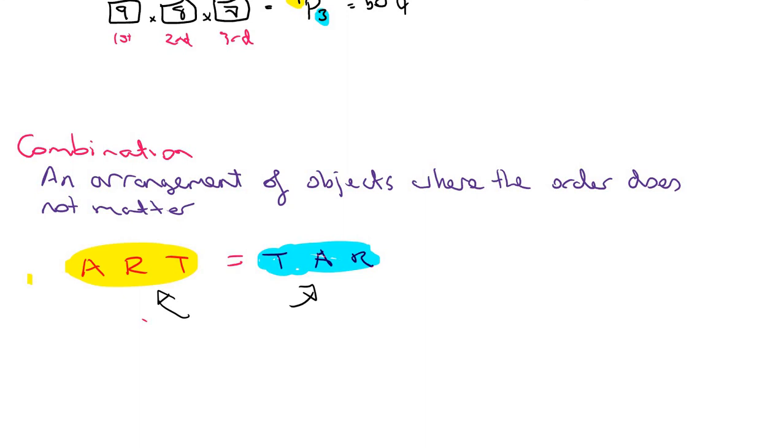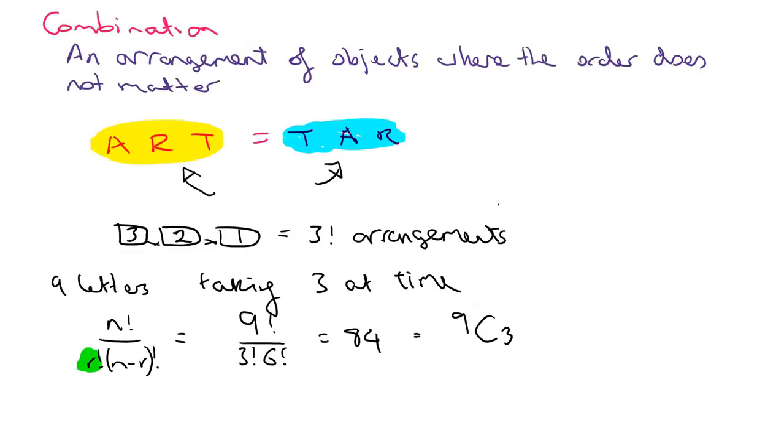Okay, and the number of arrangements where these are the same is going to be, well, there's 3 by 2 by 1, which is 6. So that's 3 factorial. So we have to take that out of our calculation when we're dealing with combinations. So in our calculation, what we're going to do is take out the number of times that the 3 letters can be arranged in different ways, because we're not bothered about that in a combination. So in a combination, we're seeing how many times can we make an arrangement of objects where the order doesn't matter.